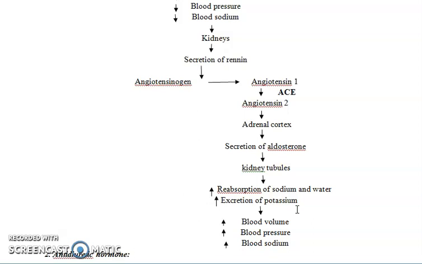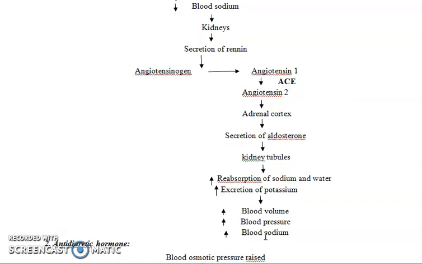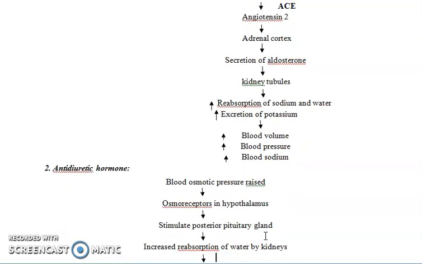So finally, because of the renin-angiotensin system, there is an increase in blood volume, blood pressure, as well as blood sodium levels. So this is about long-term control of BP, which is done by the renin-angiotensin-aldosterone system. Come to the next one, that is antidiuretic hormone.